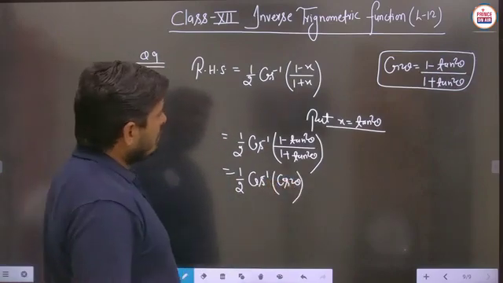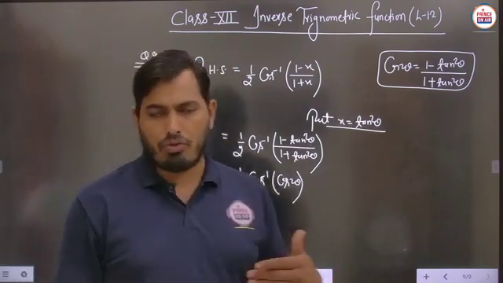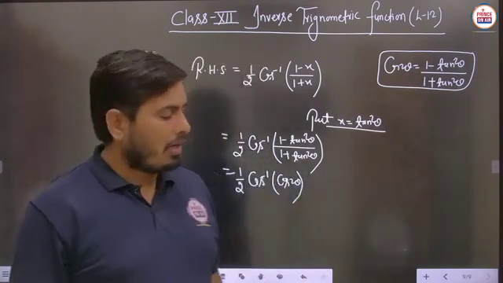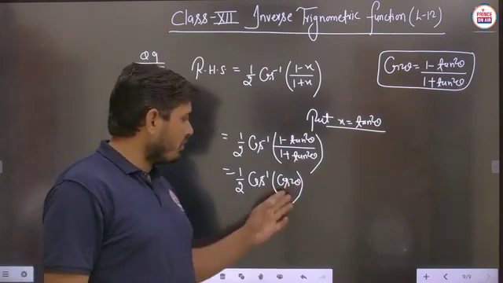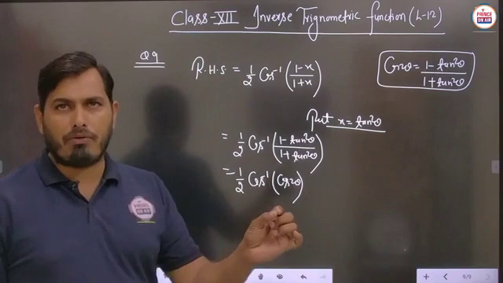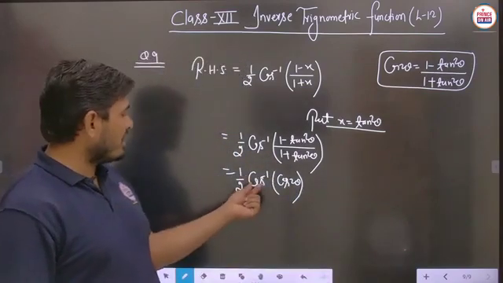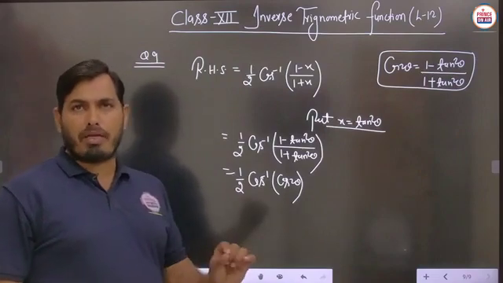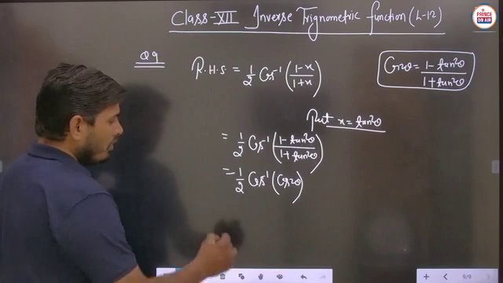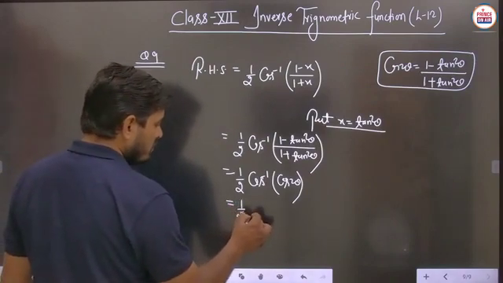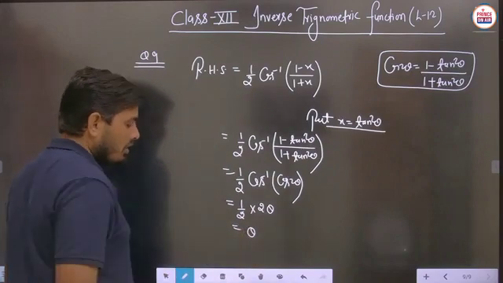Now x belongs to 0 to 1, which means theta belongs to 0 to pi by 4. Then 2 theta will be 0 to pi by 2, and the principal value range of cos inverse is 0 to pi, so 0 to pi by 2 lies in this interval. So finally you can write this expression as 2 theta. After cancellation we get theta.